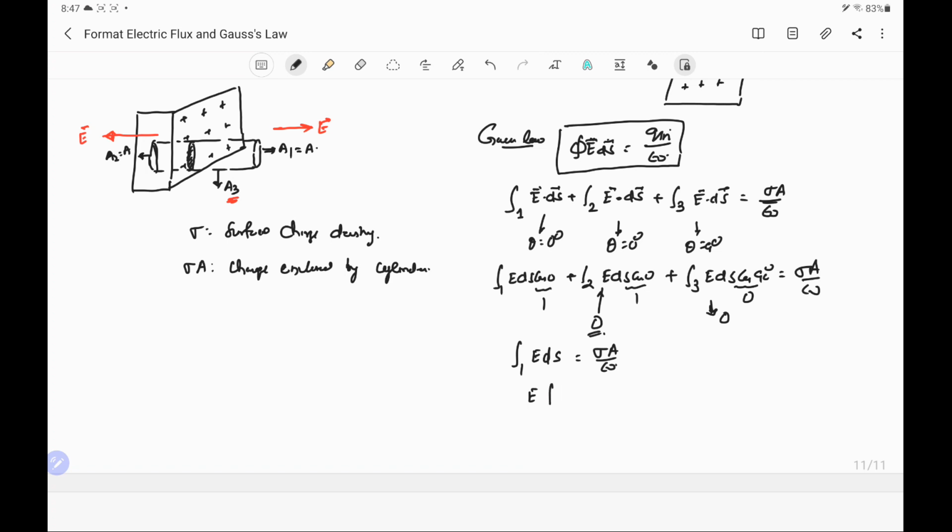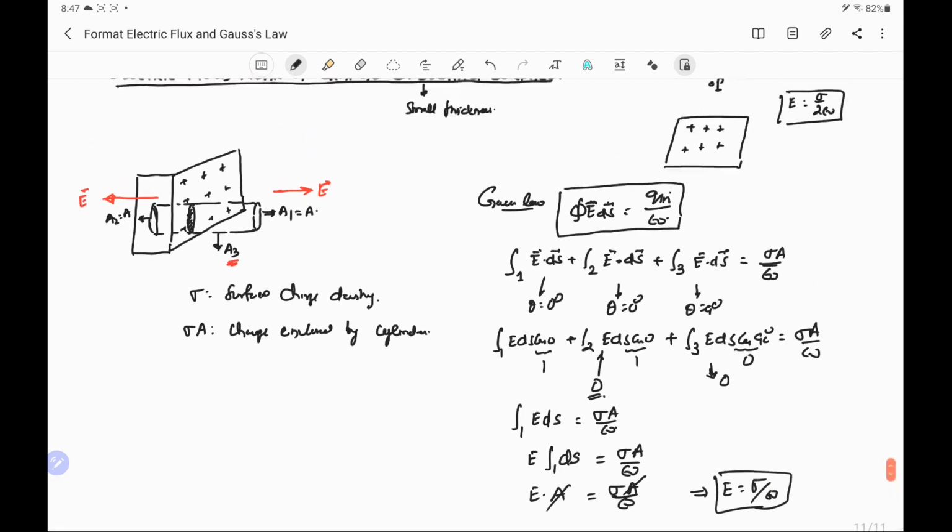We can write the integral for surface 1 equal to sigma A by epsilon naught, and the area of the first surface, which is circular, is A in magnitude. So E times A is equal to sigma A by epsilon naught, and A will cancel. This implies that E is equal to sigma by epsilon naught.